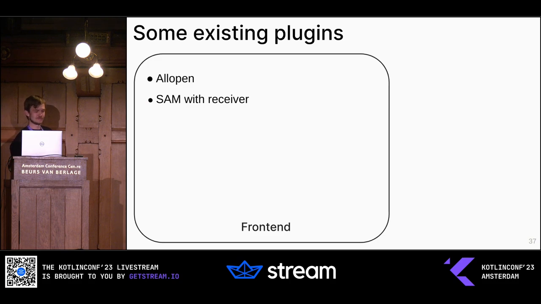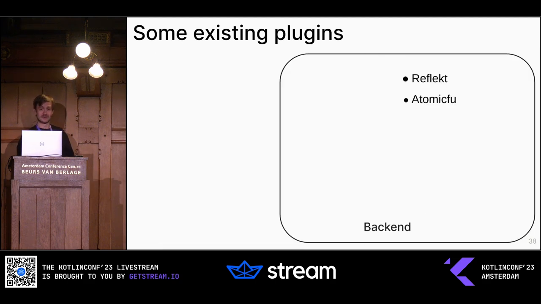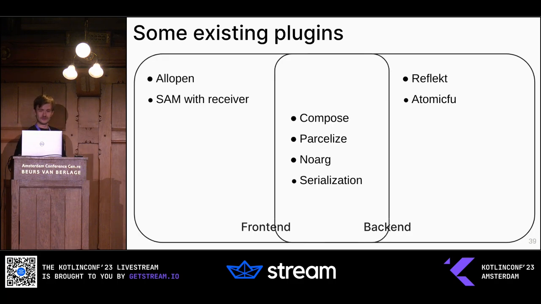Just to understand the differences better, about some existing plugins. Some of them are front-end. All open is front-end, single abstract method with receiver is front-end. Some of them are back-end, Reflect and Atomic Foo, for example. But a lot of them are combined, all in the middle. So they have a front-end part and a back-end part.